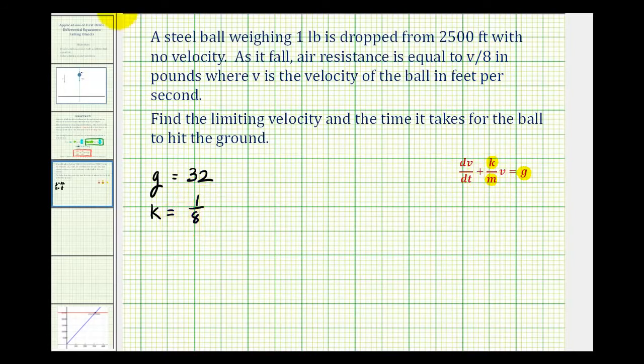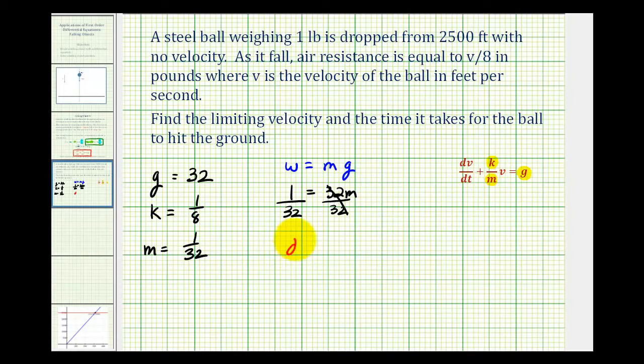And then for the mass, we need to use the equation W equals m times g. We're told the weight is 1 pound, so W is 1. We don't know the mass, but we know g is equal to 32, so we have 32m. Divide both sides by 32. We have m is equal to 1 over 32 slugs, or just 1 over 32. This gives us all the information we need to write our differential equation.